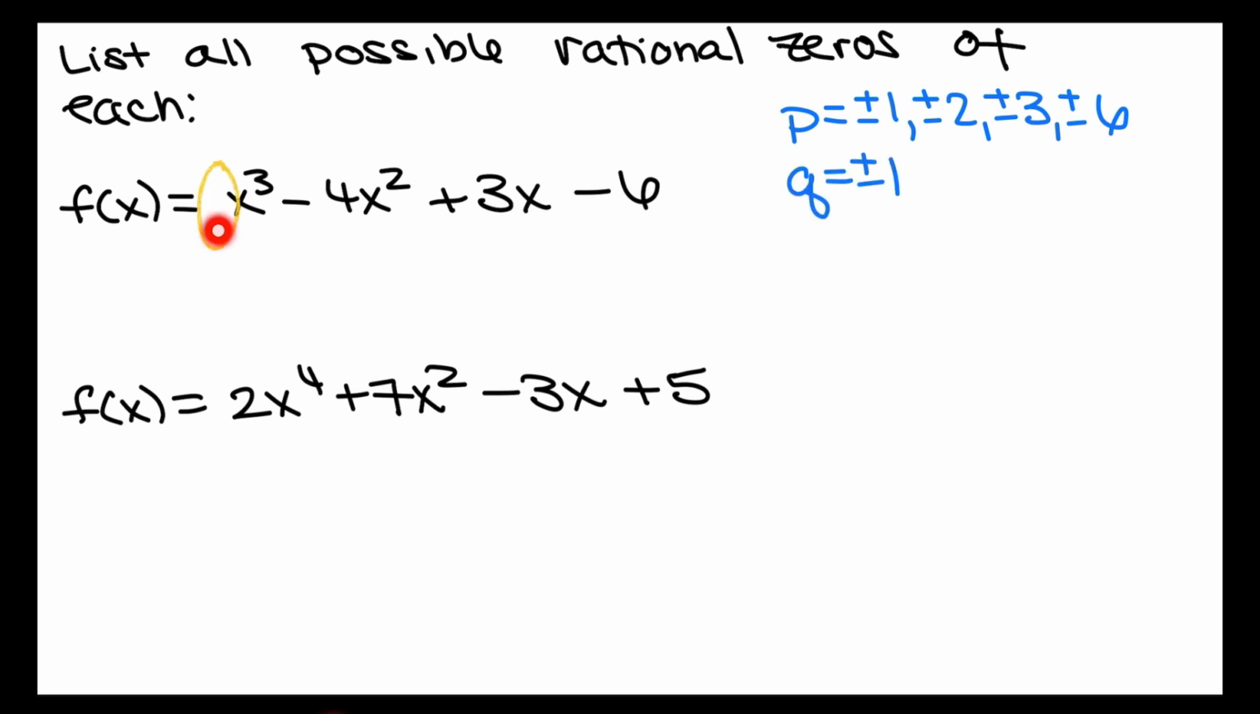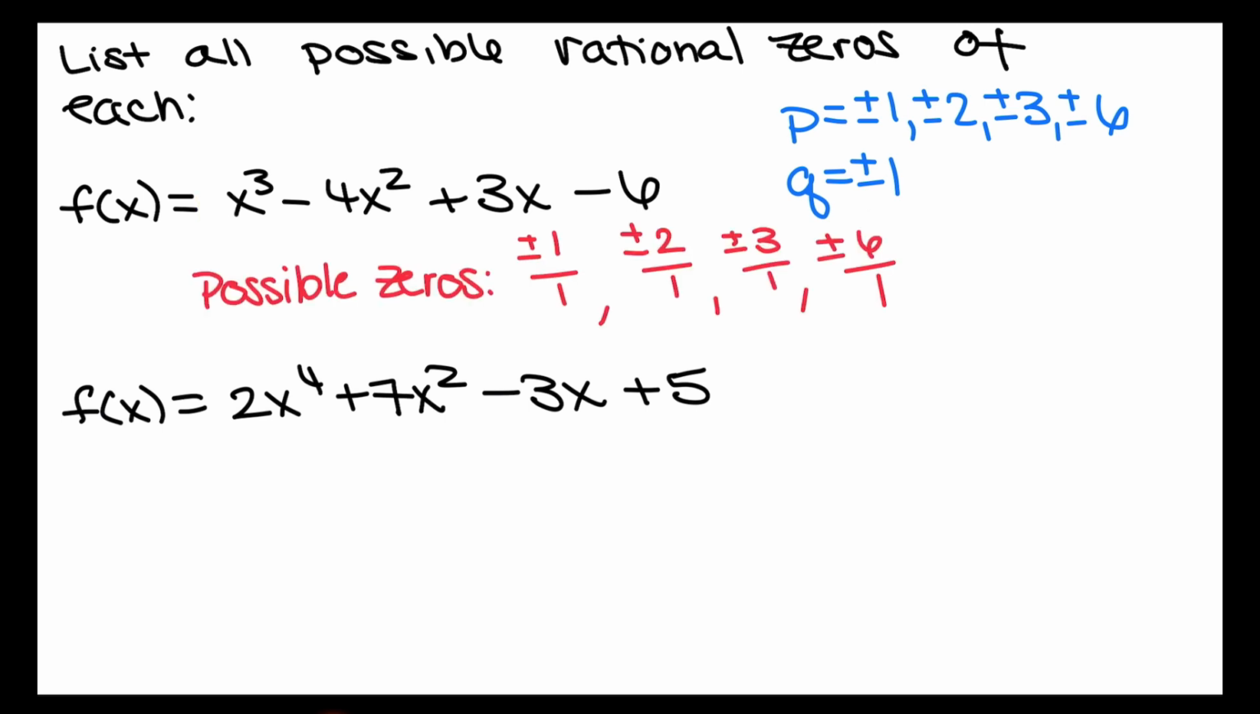Q is factors of the leading coefficient. The leading coefficient is 1. 1 is only divisible by 1. So possible rational zeros would be 1 over 1, 2 over 1, 3 over 1, or 6 over 1, and they could be positive or negative. So that's positive or negative 1, positive or negative 2, positive or negative 3, and positive or negative 6.